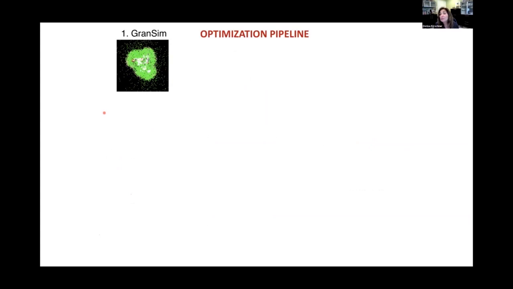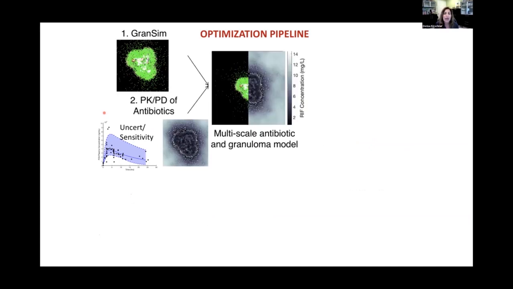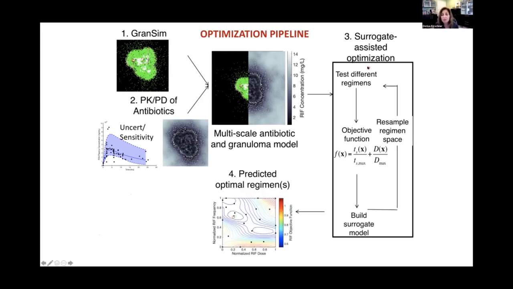So we've got an optimization pipeline that we've created where we have our granuloma. We look at the PK/PD of whatever antibiotics we're looking at, and then we have an objective function made up of potentially time to sterilization and dosage. You always want to minimize dosage and minimize time, but you can certainly fit other things into our formula here, our objective function. We use something called surrogate-assisted optimization to optimize this, which kind of helps you find the maximal on a topo map, if you will.